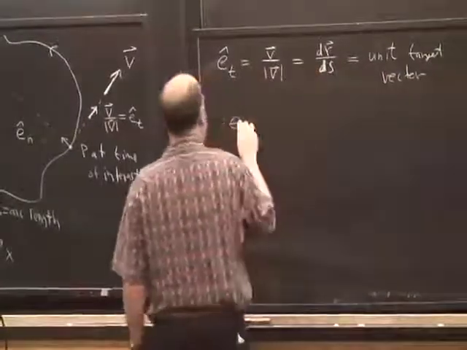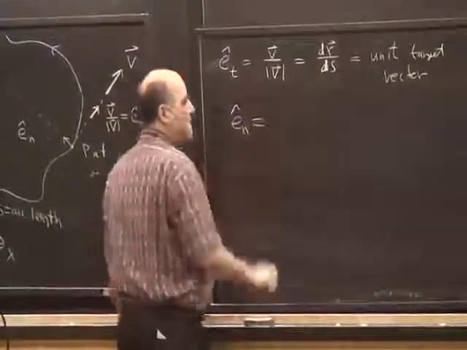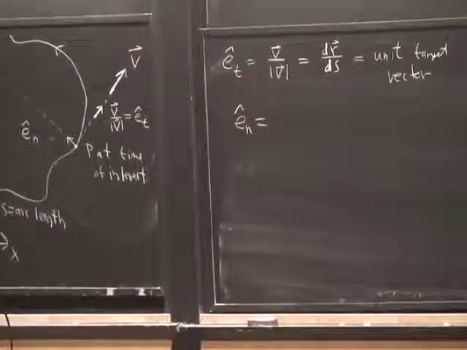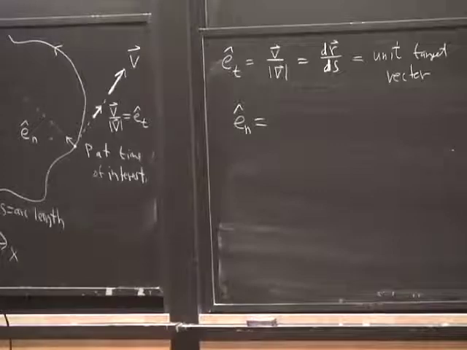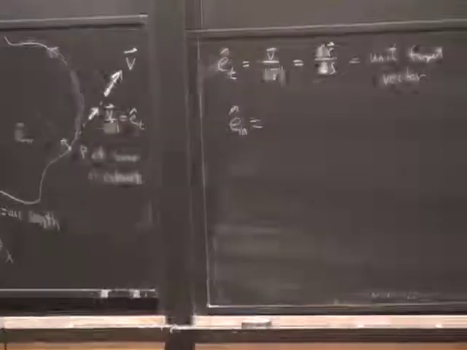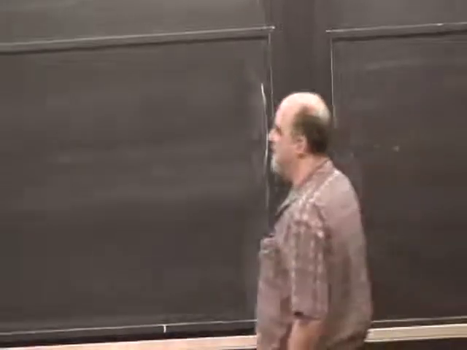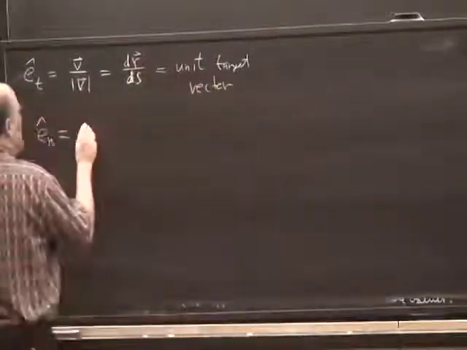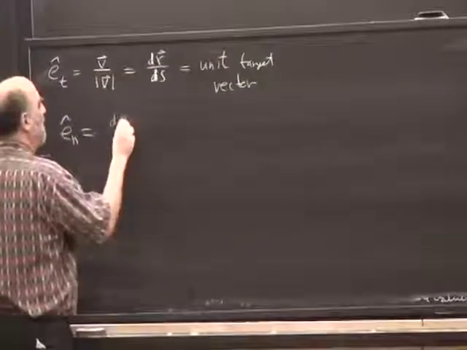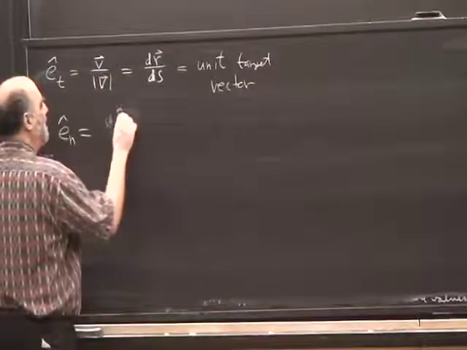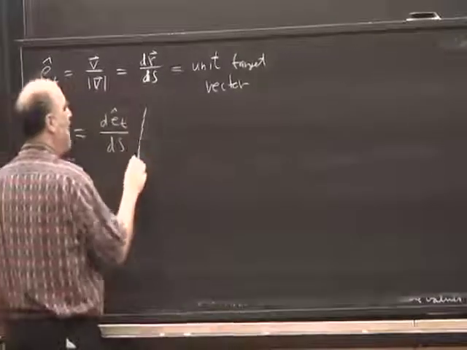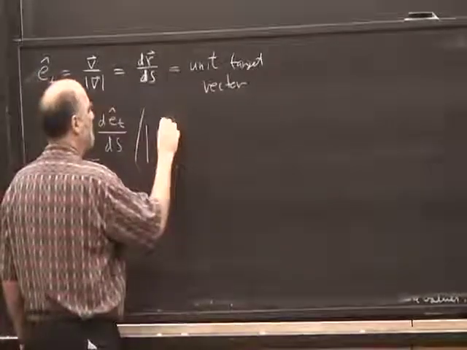Then we have the unit normal vector. If we're in 2D, we could find that thing by just taking k cross et. But this idea of path coordinates is actually a three-dimensional concept, so we don't want to do that. So what we do is we look at the derivative of et with respect to s, and we divide by the magnitude of that.